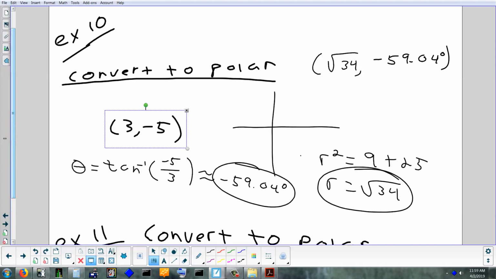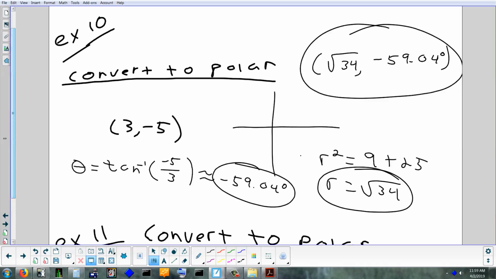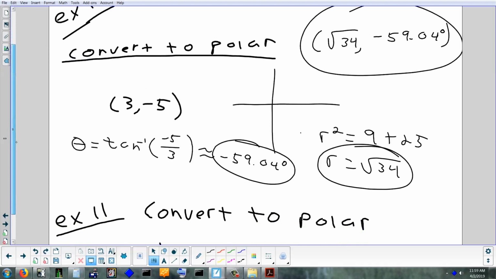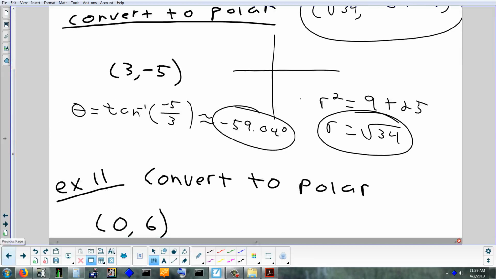Now, it's kind of a little weird to write an answer like that because it's like you used an exact number here and then a rounded number here. Usually, with that kind of problem, we would probably just round everything. So you'd probably see it as like 5.83. So it takes a little bit of time because you got to do the inverse tangent and the Pythagorean theorem. Here you don't.